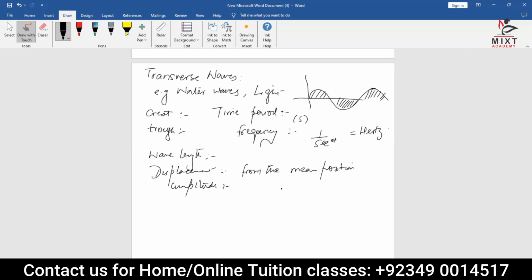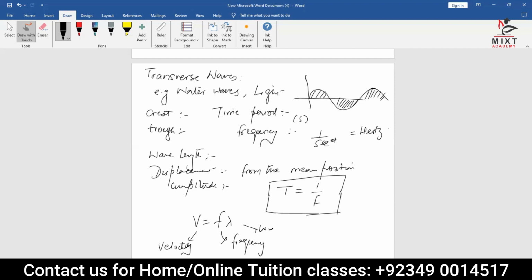One more thing, there is a relationship between frequency and time period, that is T = 1/f. If you know the time period, you can reverse it and you will get the frequency. Or if you know the frequency, you reverse that and you will get the time period of one wave. One more formula in this course is v = fλ, where v is the velocity, f is the frequency, and λ is the wavelength. So if you know any two of these, you can easily find the third physical quantity. These two formulas will be used throughout waves and sound.